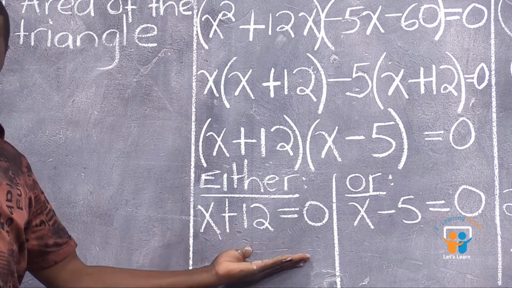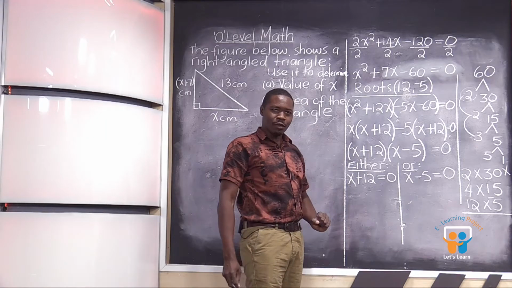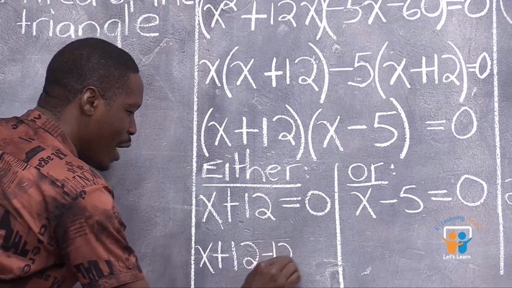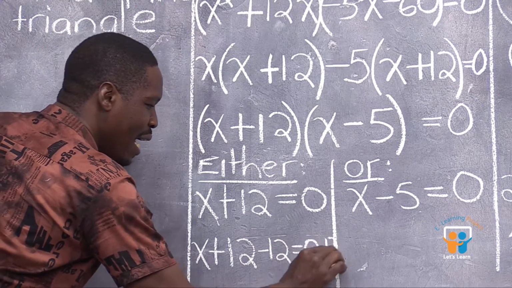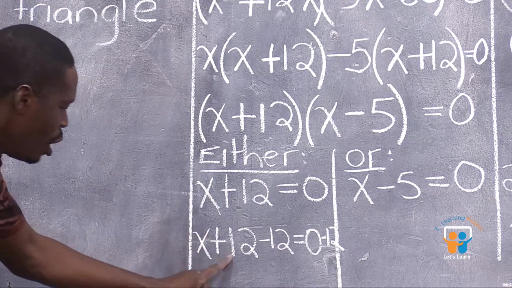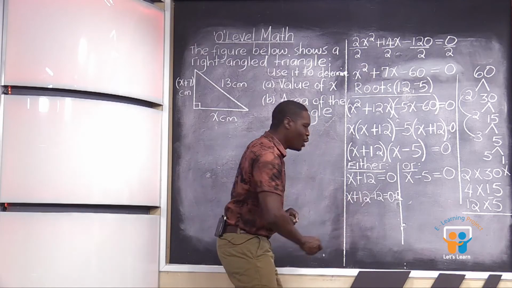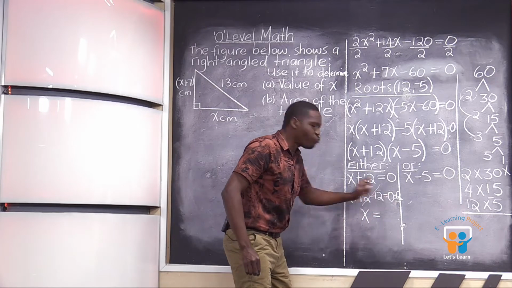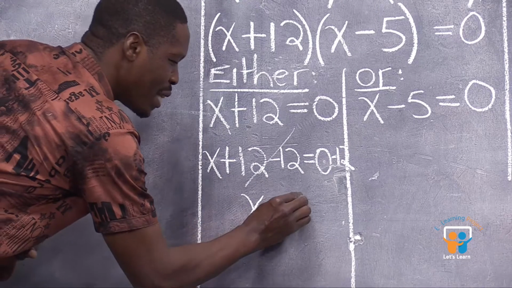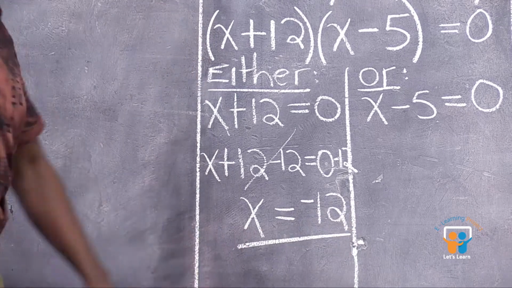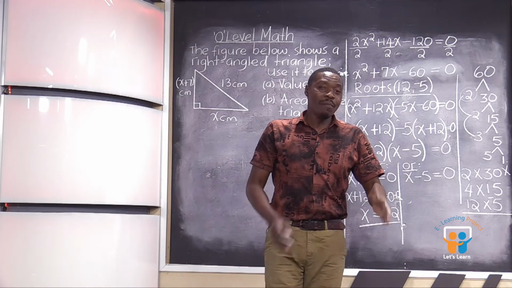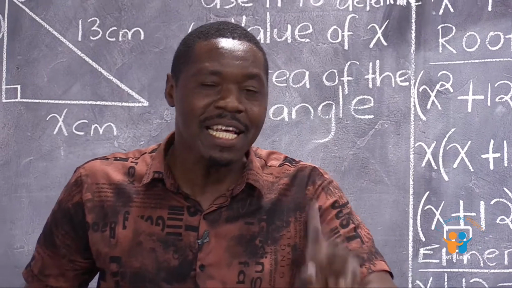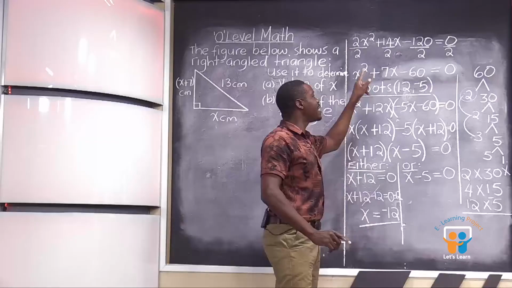Now, let us solve the first bracket. We have x plus 12 equaling 0. So we say x plus 12 minus 12 equals 0 minus 12, so that the 12 and the negative 12 cancel out. We remain with x equaling 0 take away 12, 0 minus 12. We remain with negative 12 as our first value of x. Remember, we are dealing with a quadratic equation. And in quadratic equations, we always get two answers, two values, because of the two roots that we get.